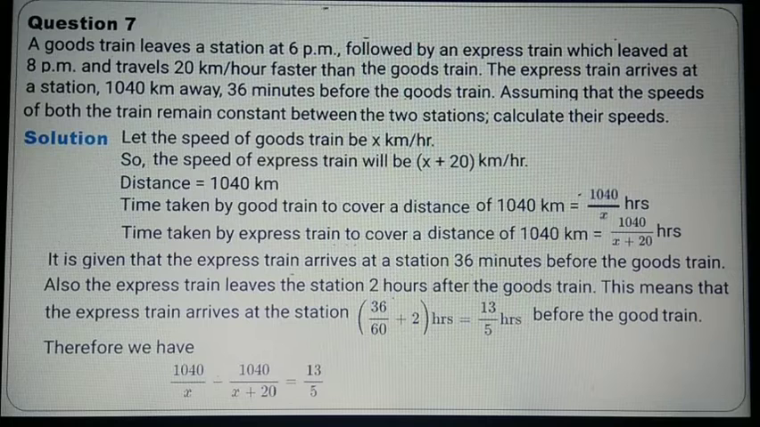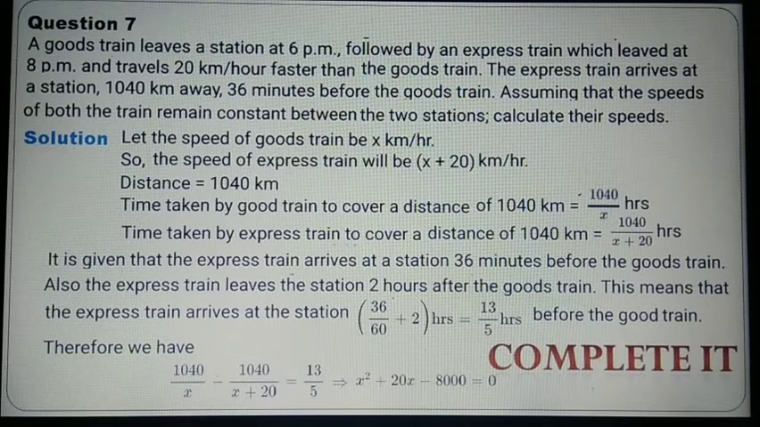So let me explain once again. The speed of the express train is more, so that's why this time is going to be less. And this time is going to be more because the goods train is running with lower speed. So the difference between these two is going to be 13/5 hours. So arrive at this quadratic equation and you will complete it by yourself. So pause the video to note down.